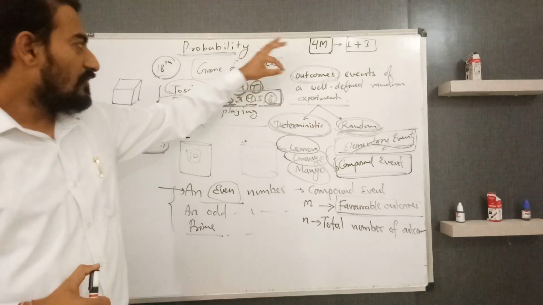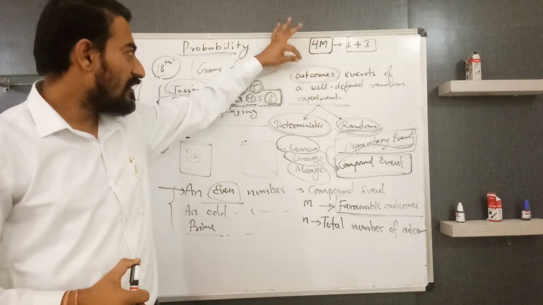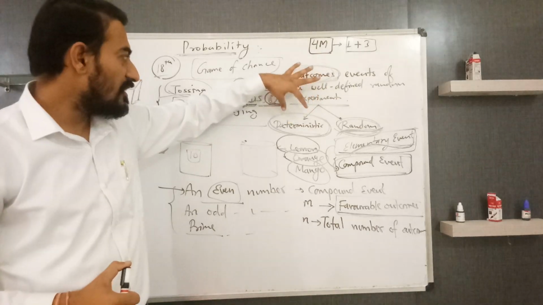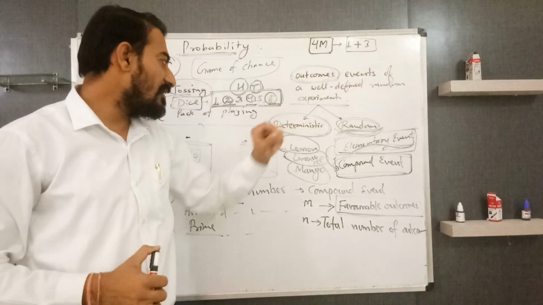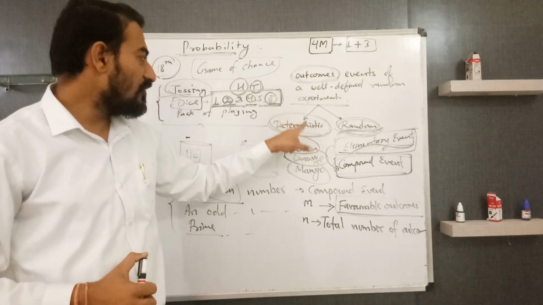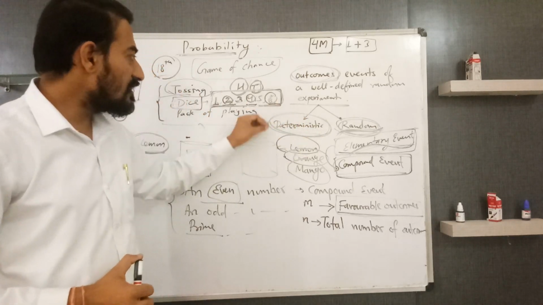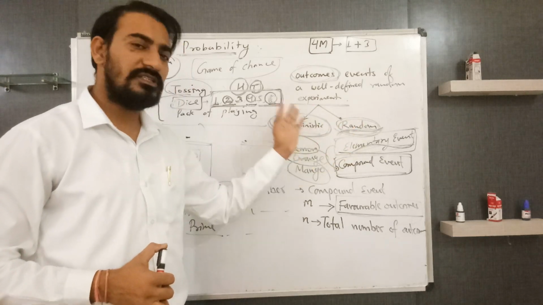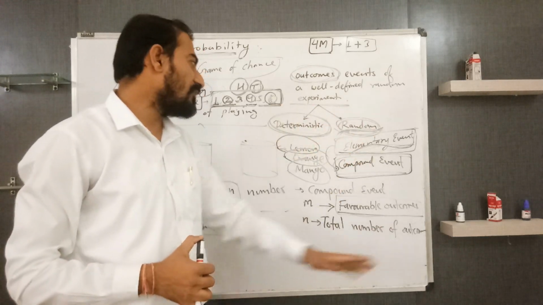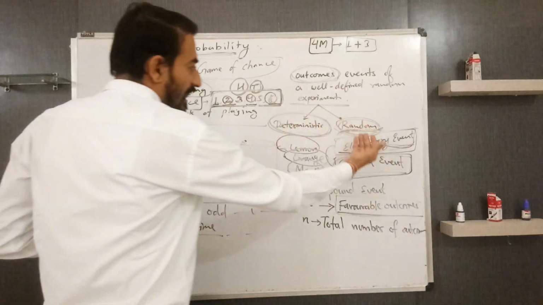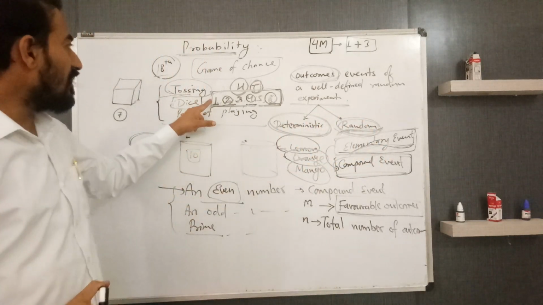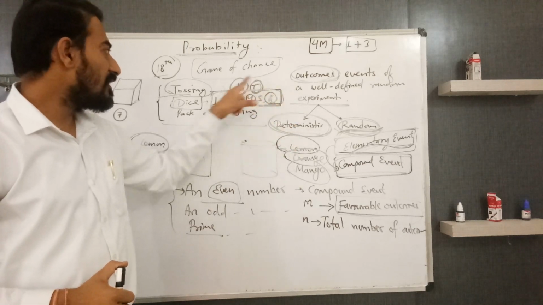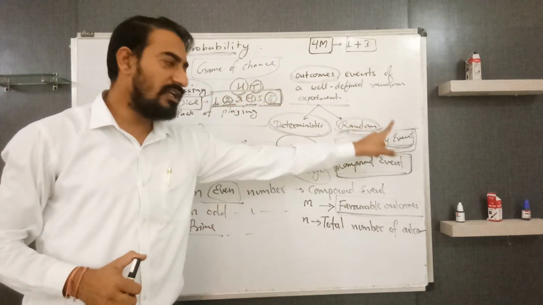First, experiment. It should be well defined. Experiments are of 2 types, deterministic and random. In deterministic, you will have almost the same results, while in random experiment, you will have different outcomes. Now, elementary events: each of the outcomes of a random experiment is known as an elementary event.